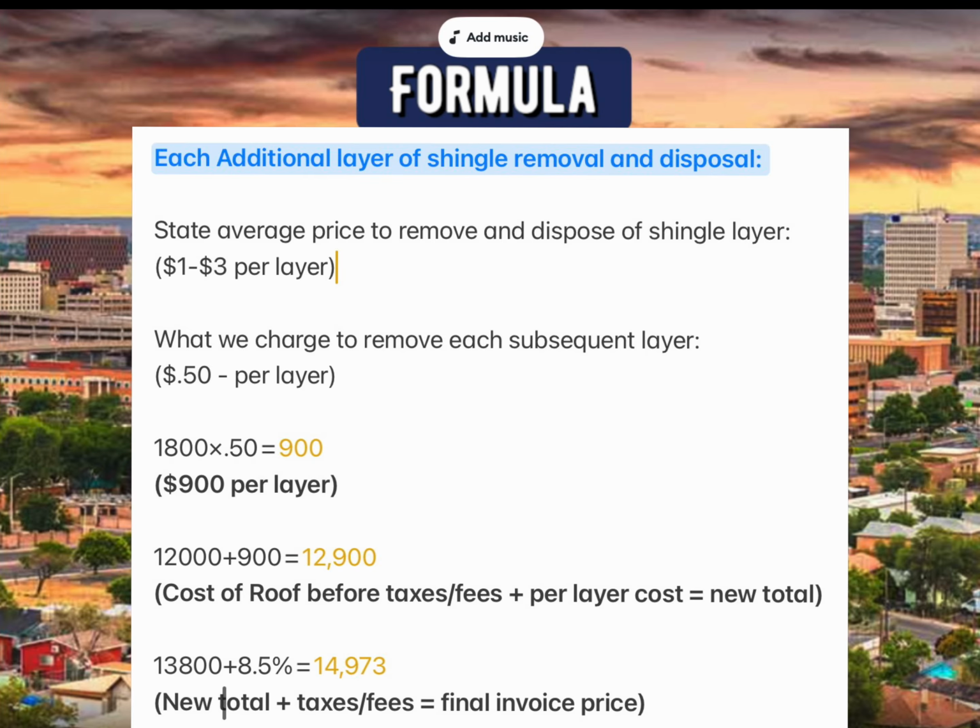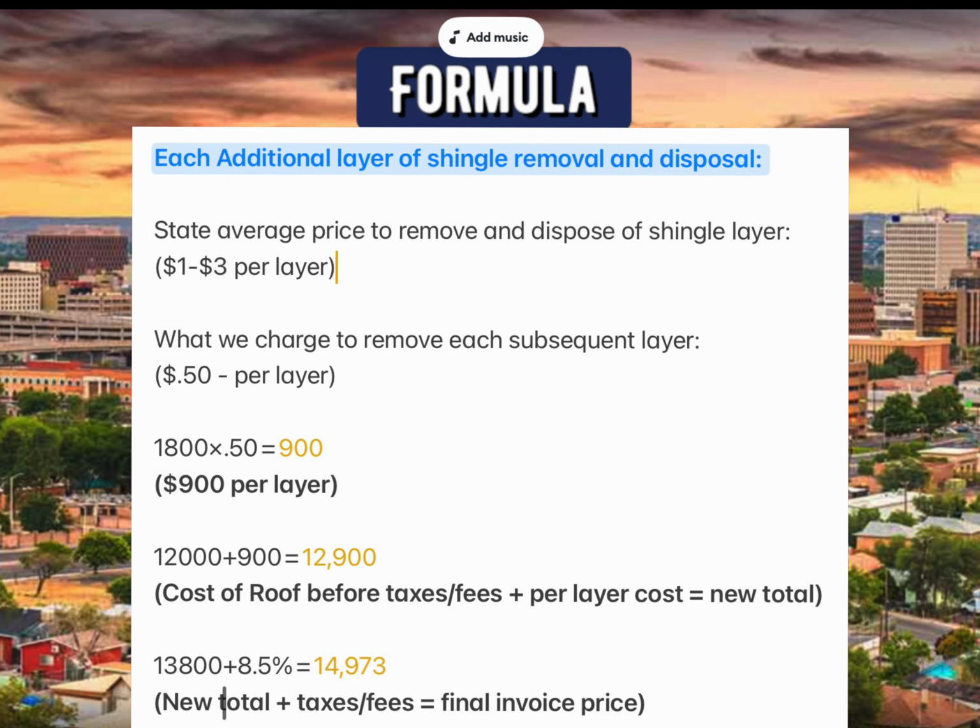You only need to calculate this formula if you have two or more layers of shingle on your roof. The state average for the removal and disposal of each layer per square foot is between $1 to $3. We charge 50 cents per layer per square foot. So to do the math for you, let's say we have a roof of 1,800 square feet. We would multiply that 1,800 times 0.50 equals 900, which comes out to $900 per layer. And that's for each subsequent layer after that.